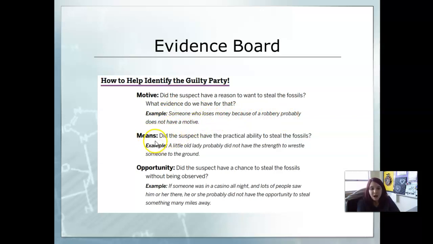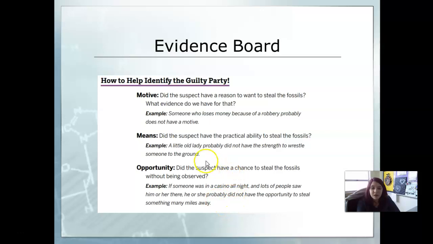The means: how did they do it? Did the suspect have a practical ability to steal the fossils? A little old lady probably did not have the strength to wrestle someone to the ground. And the opportunity: when were they able to do it? So did the suspect have a chance to steal the fossils without being observed? Example, if someone is in a casino all night and a lot of people saw him or her there, he or she will probably not have the opportunity to steal something many miles away.